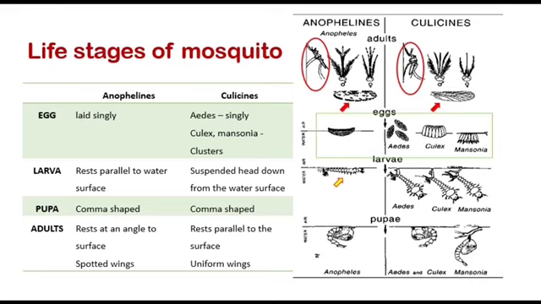Larvae of Anophelines rest parallel to the water surface, whereas the larvae of Culicines lie at an angle to the water surface with head suspended downwards. Pupae of Anophelines as well as Culicines are comma-shaped.